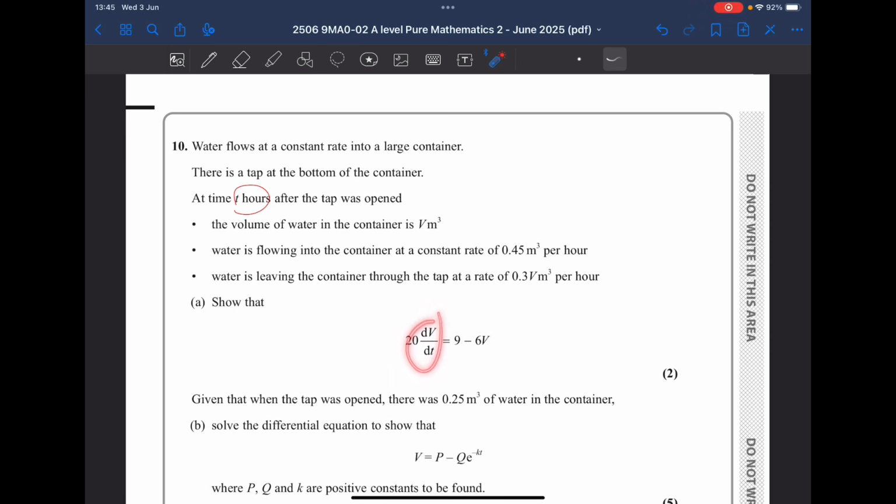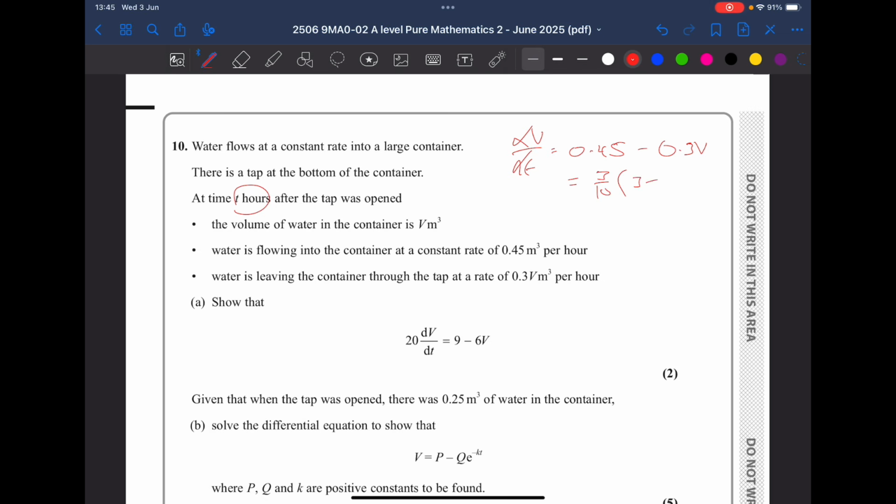So we want dV/dt. What information does it tell me? What is flowing into the container? 0.45 per hour. So we're going to add that on. What is leaving? 0.3V per hour. So to take away 0.3V, I'm going to factorize a 0.3 out straight away. So 3/10 comes out. I've got a 3 there.